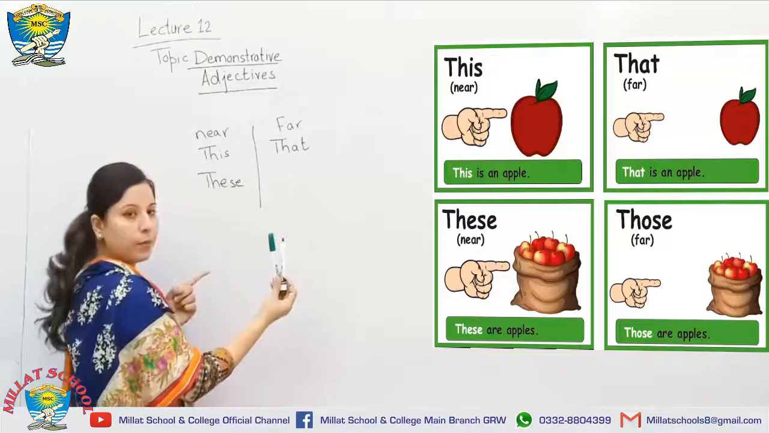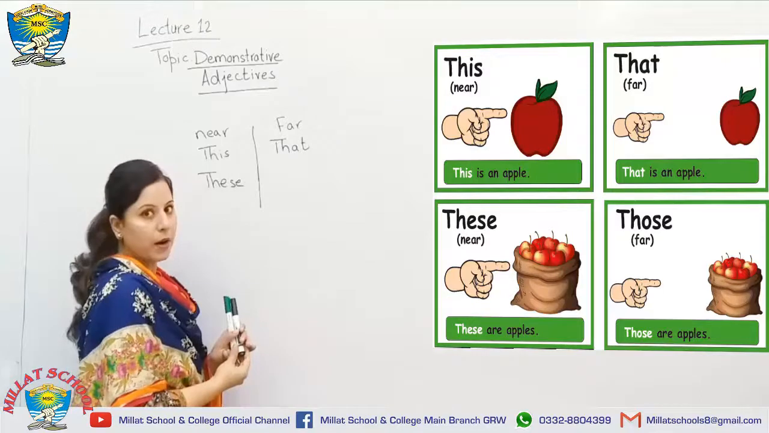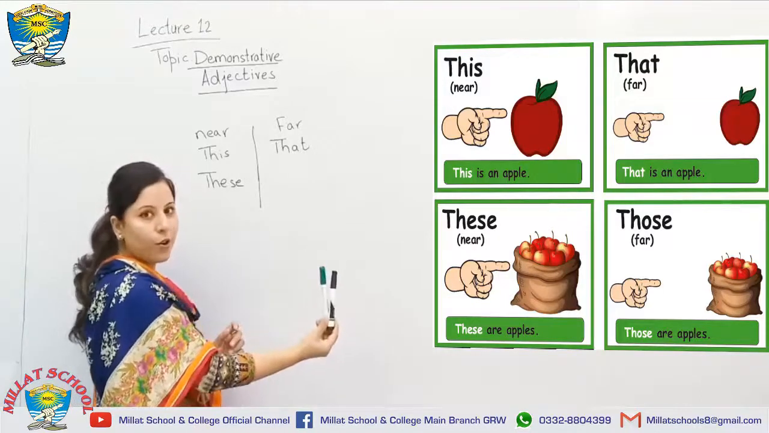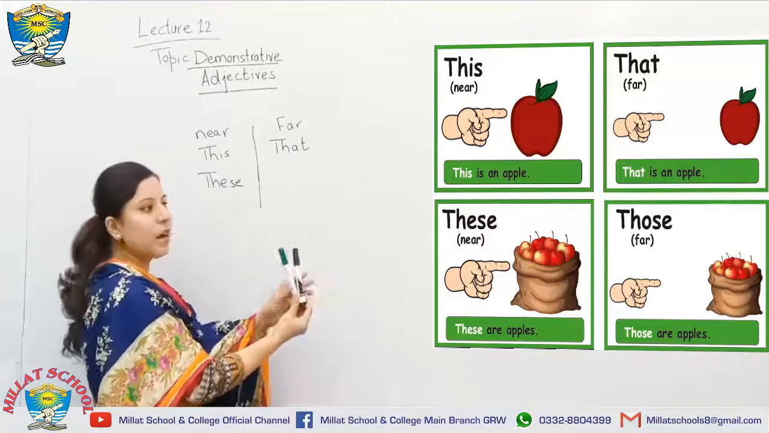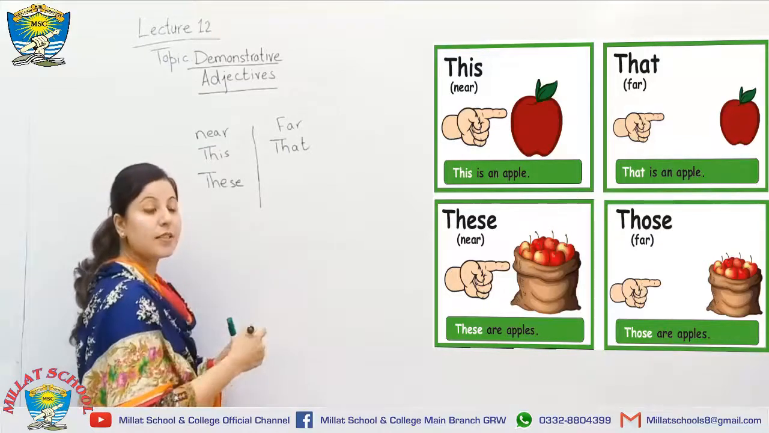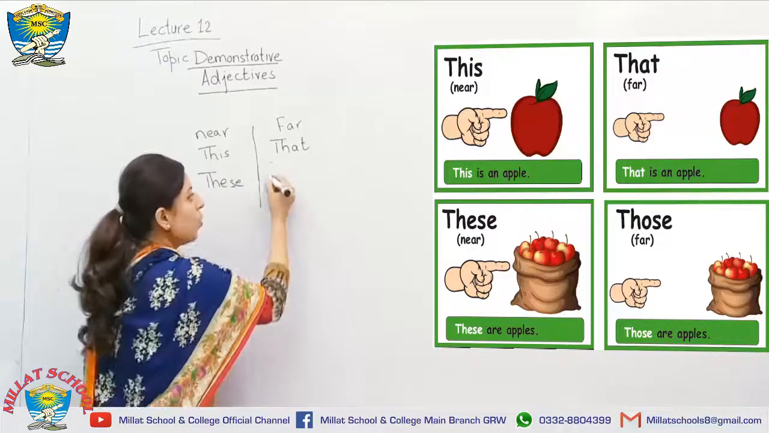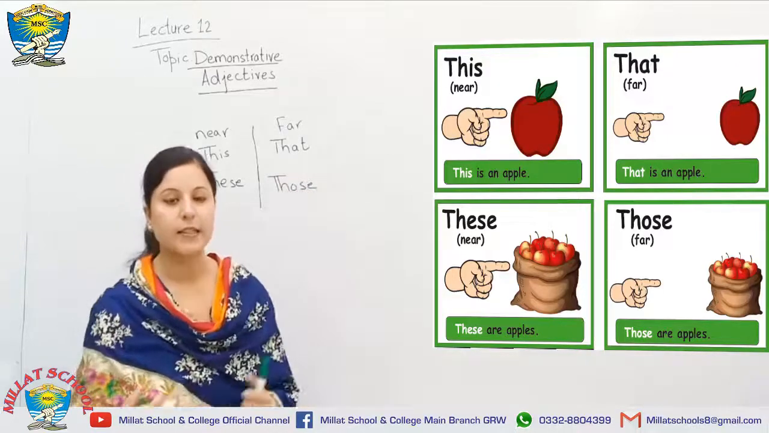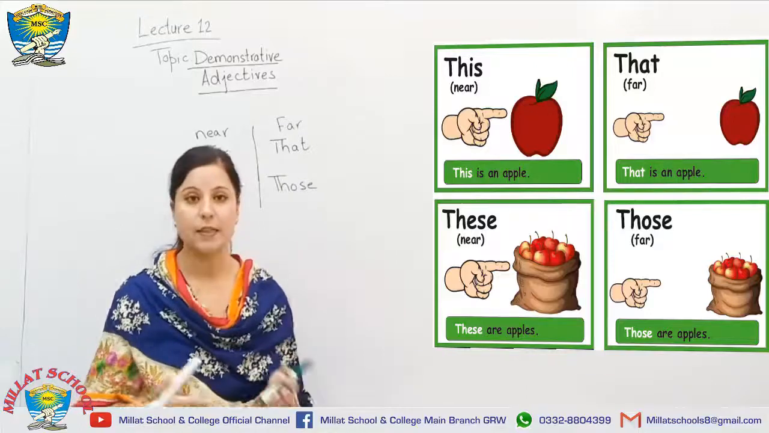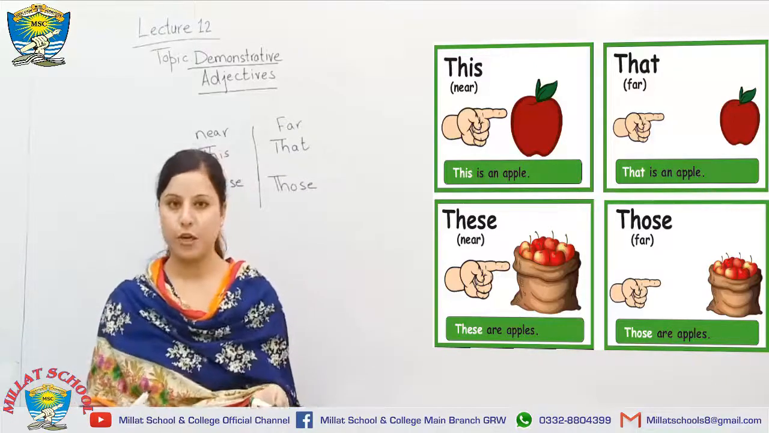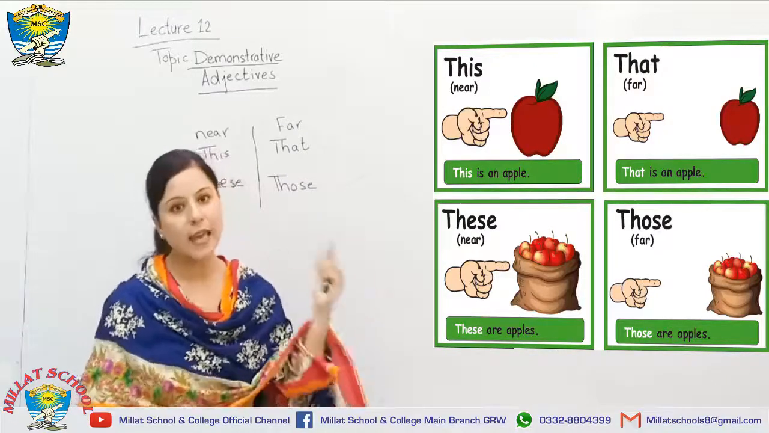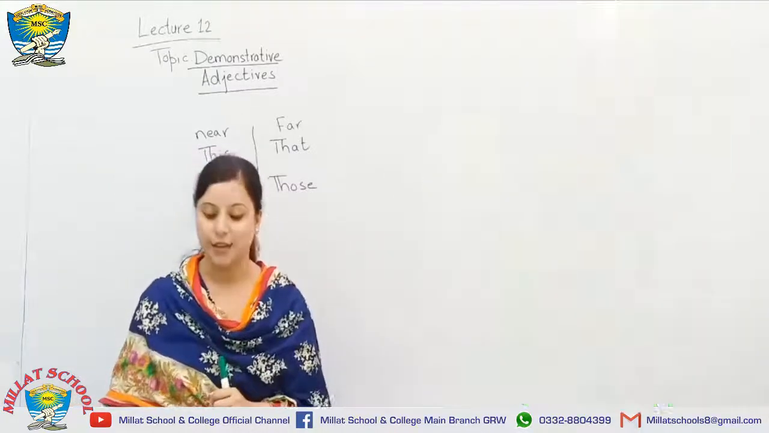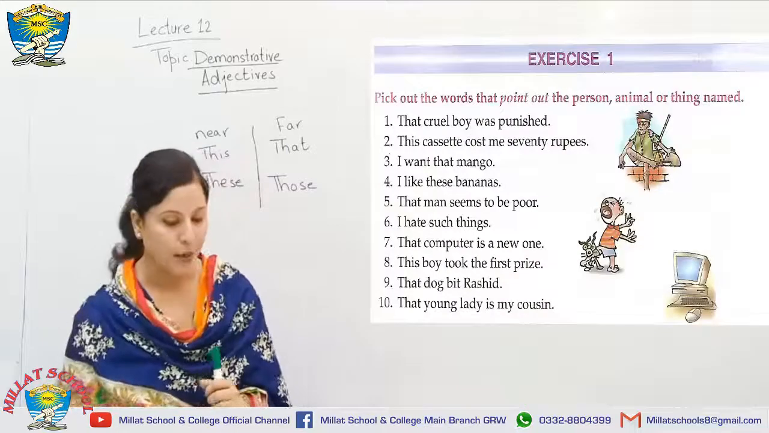These are the markers. And when these markers are far from me, I shall use the same sense as those. So it is revised again that this, these, that, those, all these demonstrative pronouns are again going to be used in the category of demonstrative adjectives.